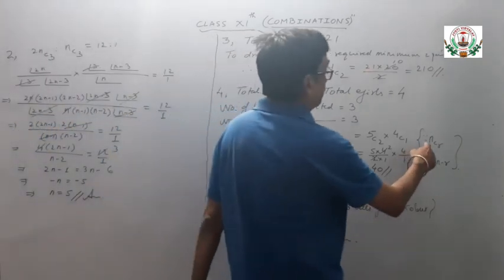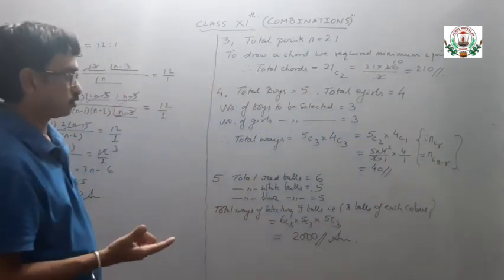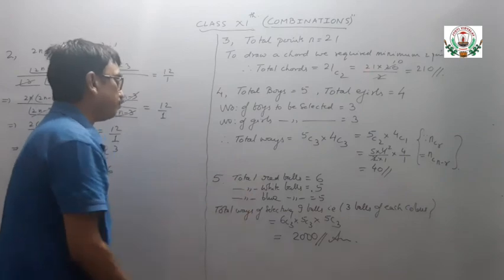We can solve it by nCr equals nC(n minus r). 5C2 into 4C1. It will become equal to 40.